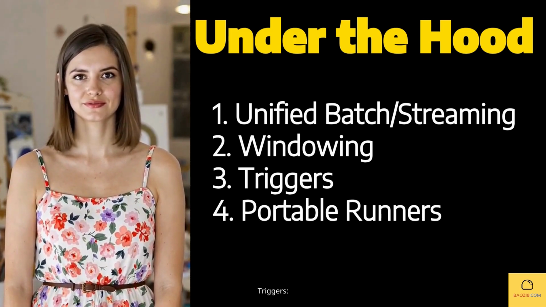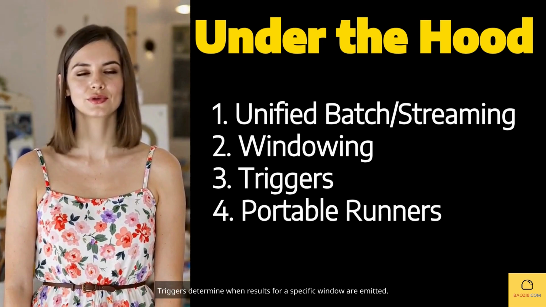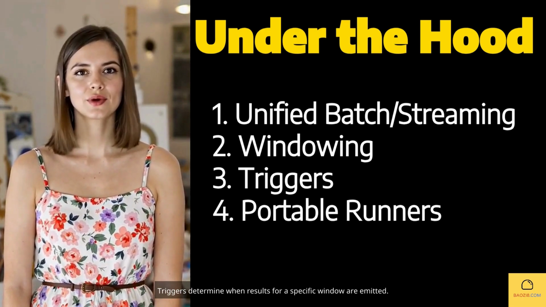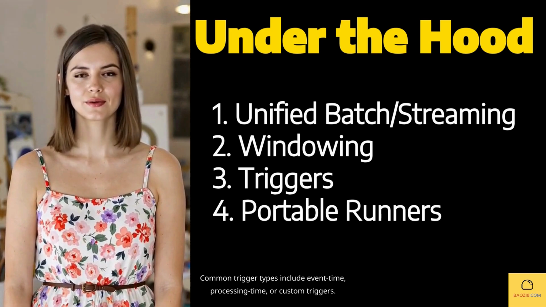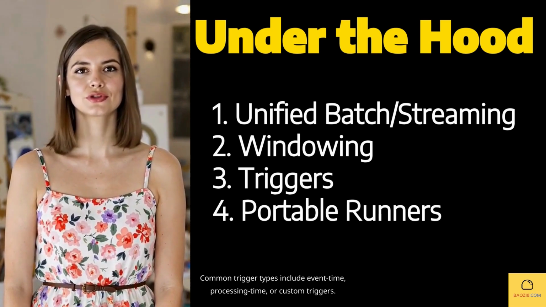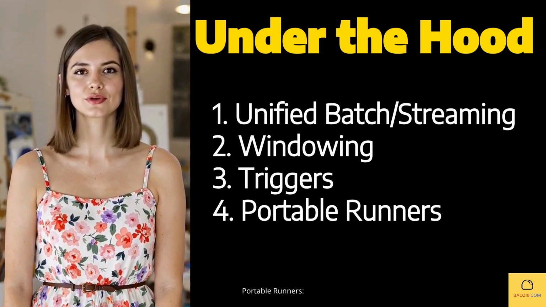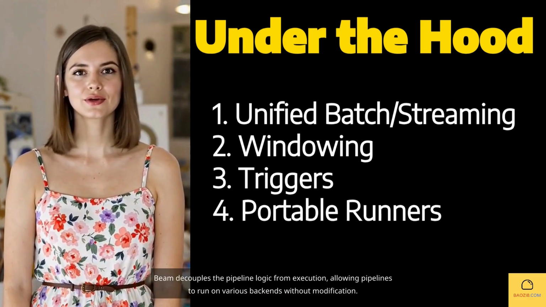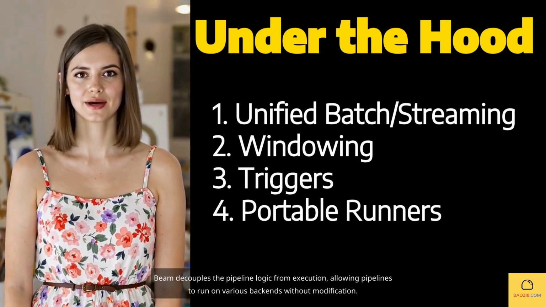3. Triggers. Triggers determine when results for a specific window are emitted. Common trigger types include event time, processing time, or custom triggers. 4. Portable runners. Beam decouples the pipeline logic from execution, allowing pipelines to run on various backends without modification.